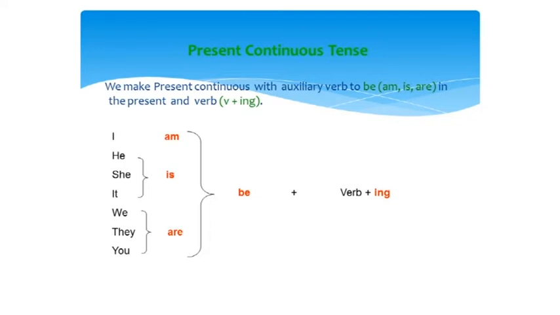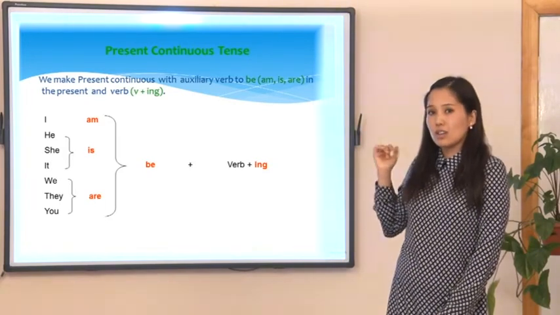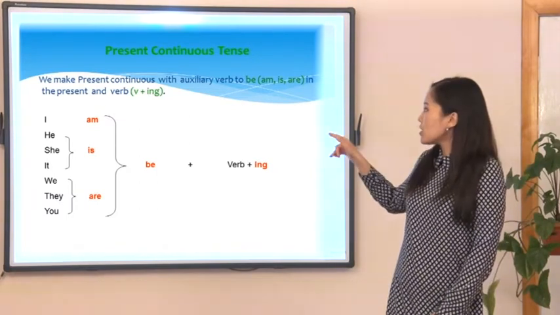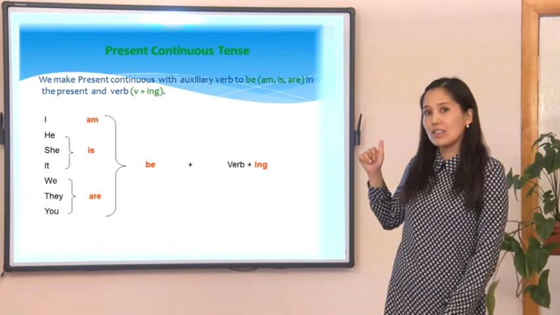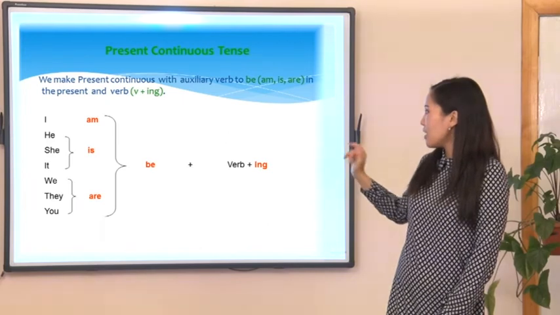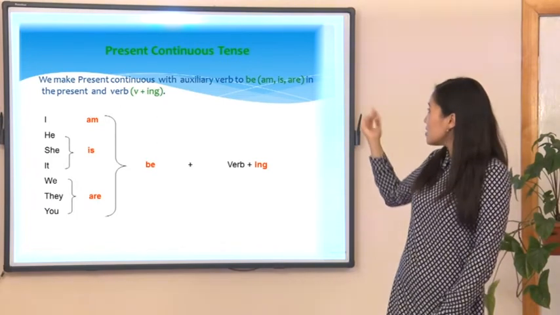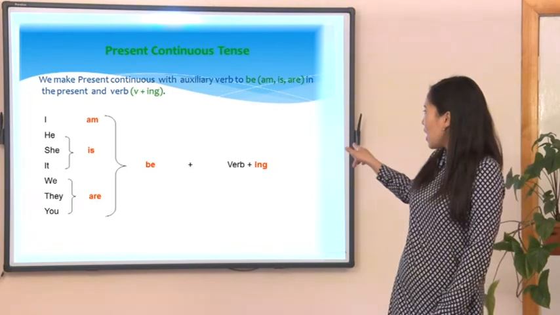I think you know the subjects. I, am. We always use I with to be, am, always. Let's remember. Next, he, she, it. You know that he, she, it, it's the third form of singular. We always use with this singular the to be is. Next subjects are we, they, you. We always use to be, are. Now we remember our to be and how we make continuous tense. Let's see. To be plus verb ing form.